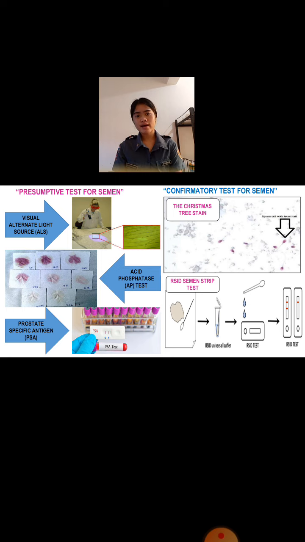Next is the RSID semen strip test. This test provides sensitivity and specificity to human semen. Similar to the pregnancy test strip, RSID semen test identifies the presence of the seminal vesicle specific antigen.